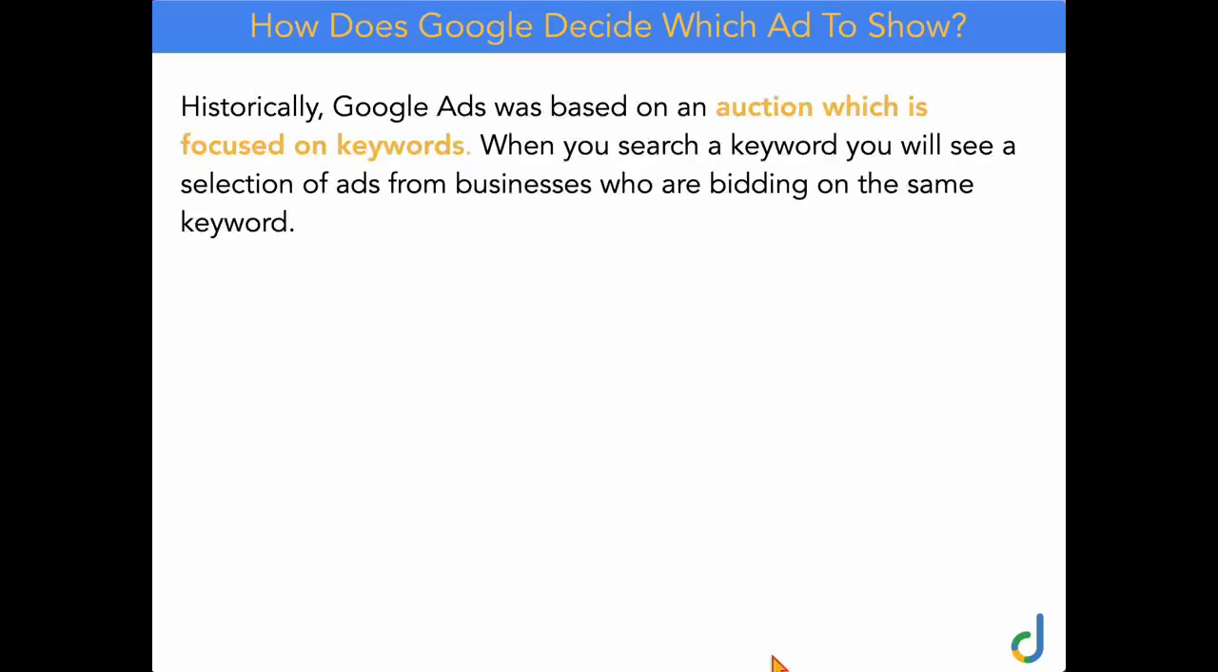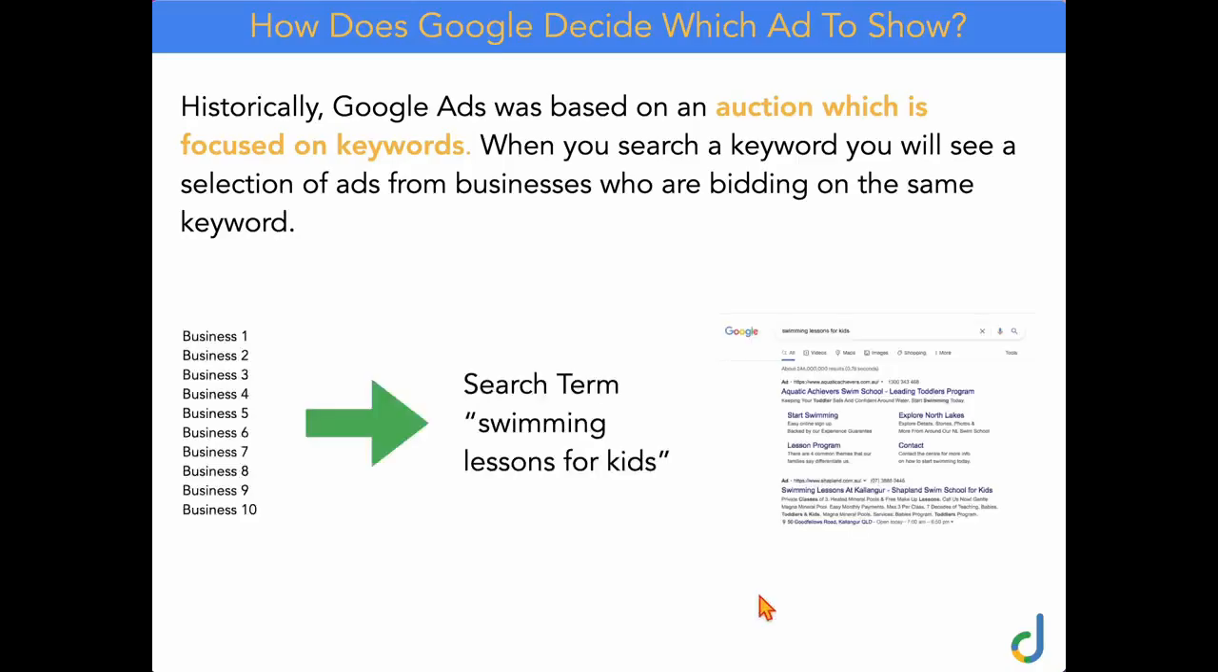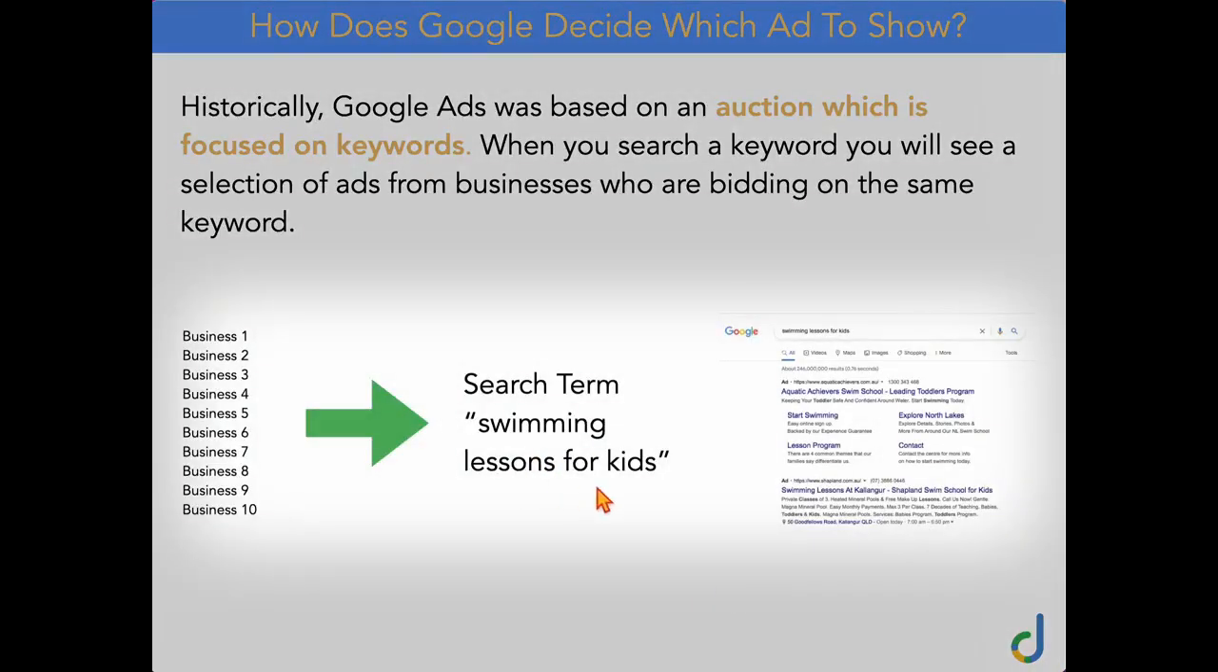So historically and still now, Google Ads was based on an auction which was focused on keywords. So when you searched a keyword, you would see a selection of ads from businesses who are bidding on the same keyword. Let's say you're bidding on swimming lessons for kids. You'd have all the different businesses who wanted to target that term. It would go into an auction and then Google would spit out these results. And this is all happening really, really quickly.